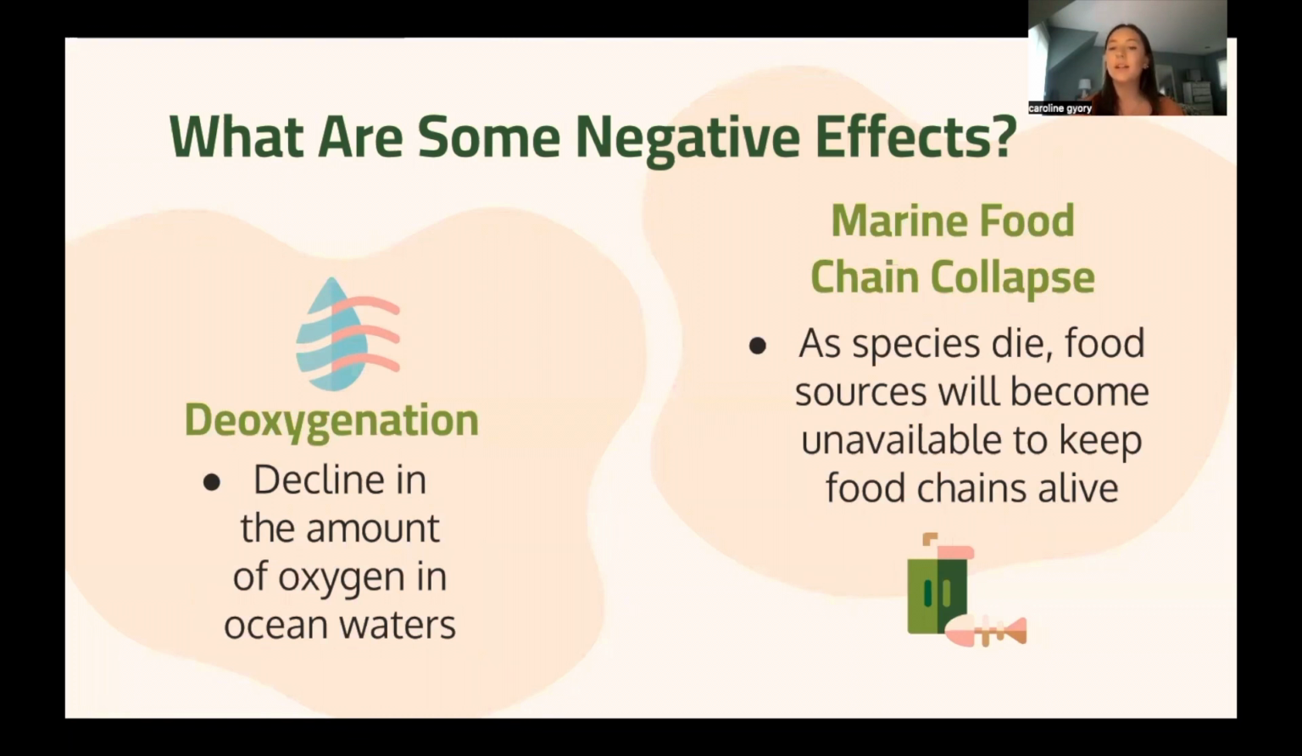Another effect is the collapse of the marine food chain. As species die out from deoxygenation, acidification, the melting of ice, and the rising temperatures of the water, many species will no longer have a food source. So as species die, this causes other species to die, and this will go all the way up the food chain.